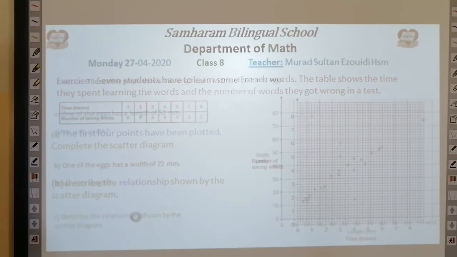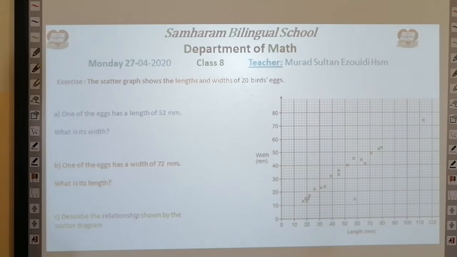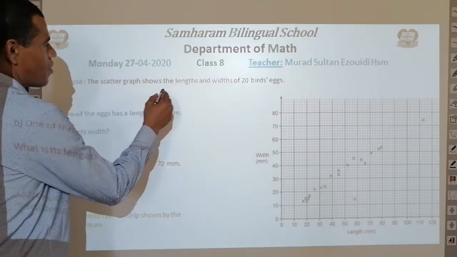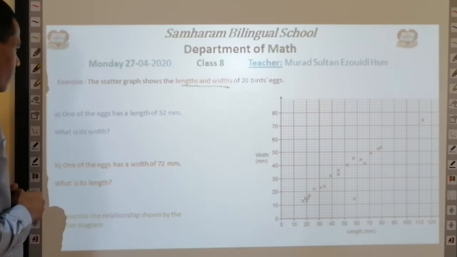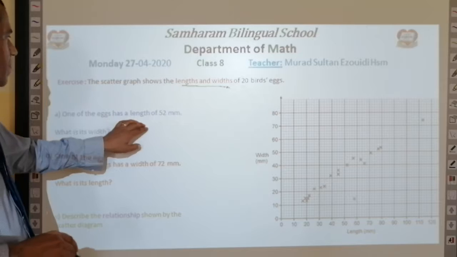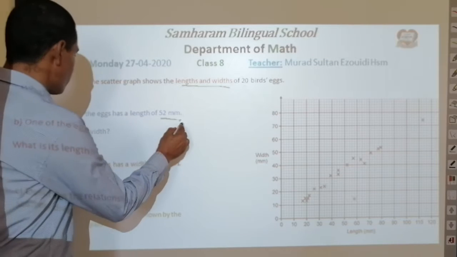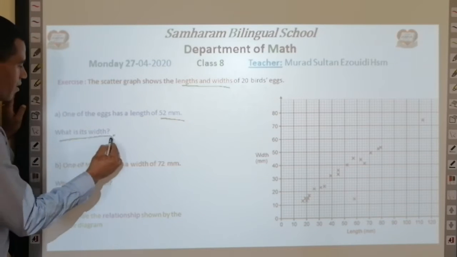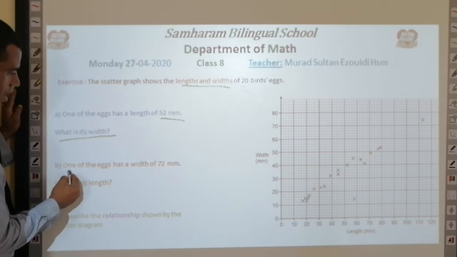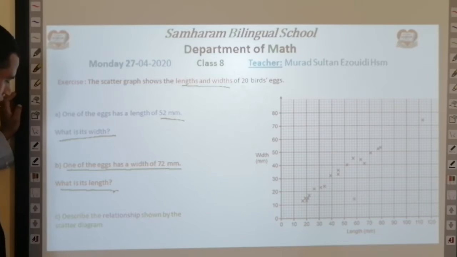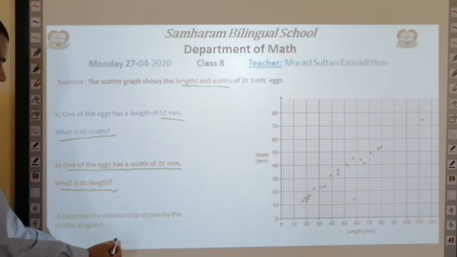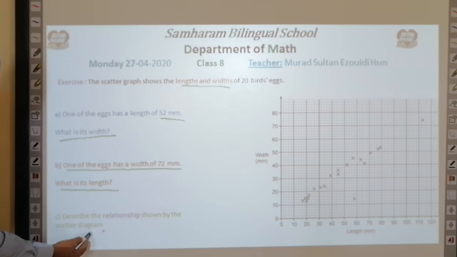The next exercise: the scatter graph shows the length and width of 20 birds' eggs. One of the eggs has a length of 52 millimeters. What is its width? Then one of the eggs has a width of 72 millimeters. What is its length? Describe the relationship shown by the scatter diagram.